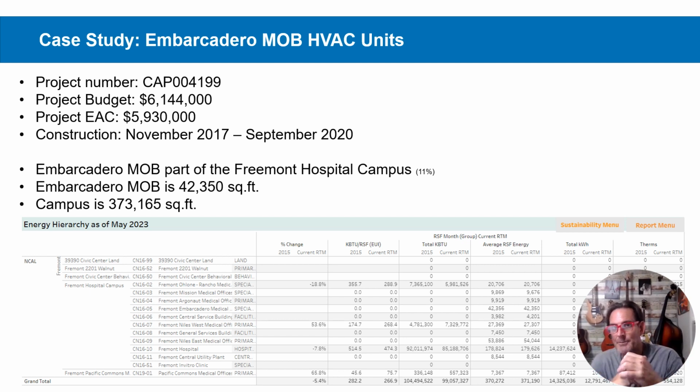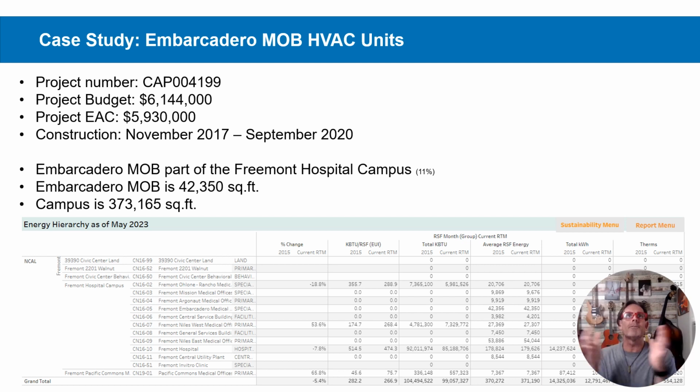Even the natural gas meter, it's part of the overall natural gas meter of the hospital, right? This MOB is 42,000 square feet. The campus is 373,000 square feet. So the natural gas to this facility, at best, is 11% of what's happening on the meter.